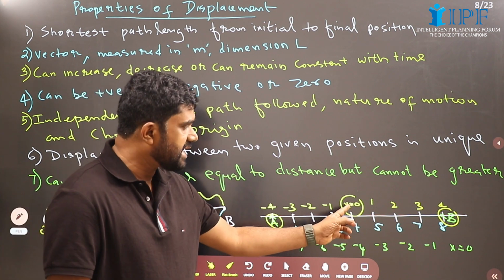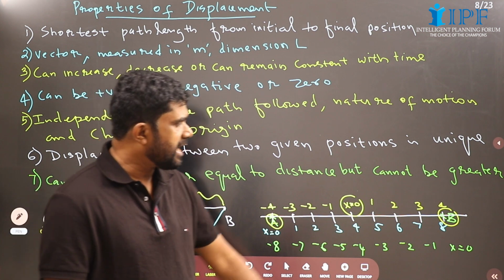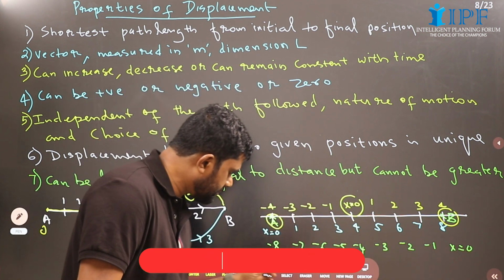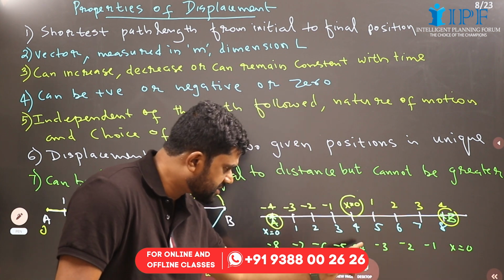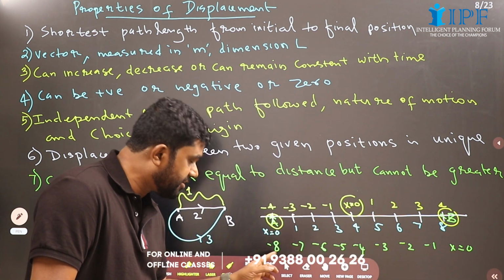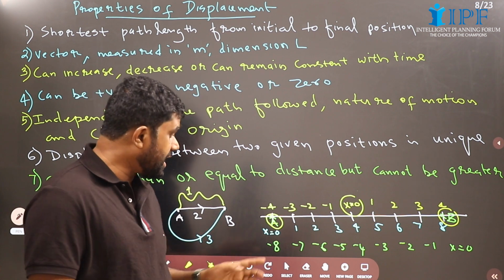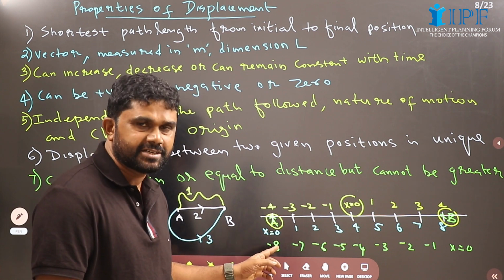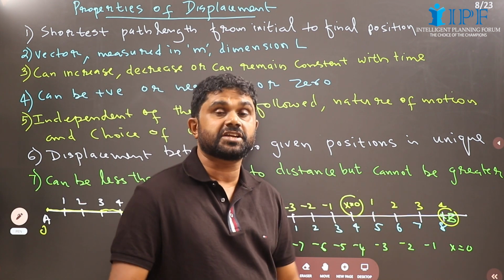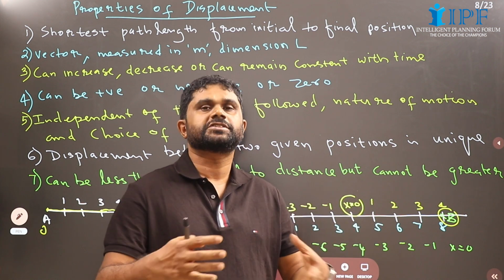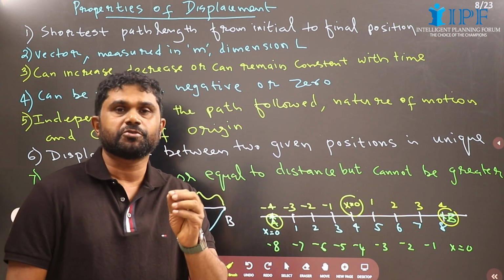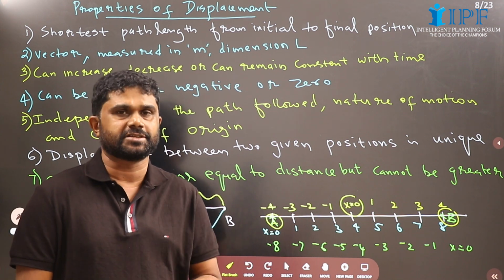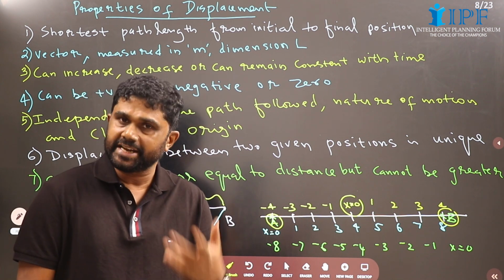Now, when I take this as x equal to 0, see this fluorescent color, please see, this is x equal to 0. Then minus 1, minus 2, minus 3, minus 4, minus 5, minus 6, minus 7 and minus 8. The body has started from x equal to minus 8 and ultimately it has reached x equal to 0. What is the change in position? It's always final minus initial. x equal to 0 minus x equal to minus 8, 0 minus minus 8 is 8 only.